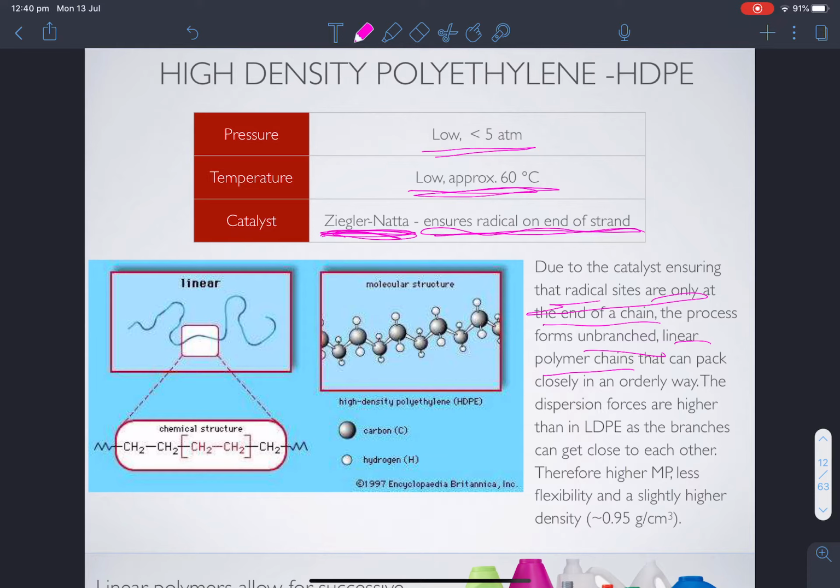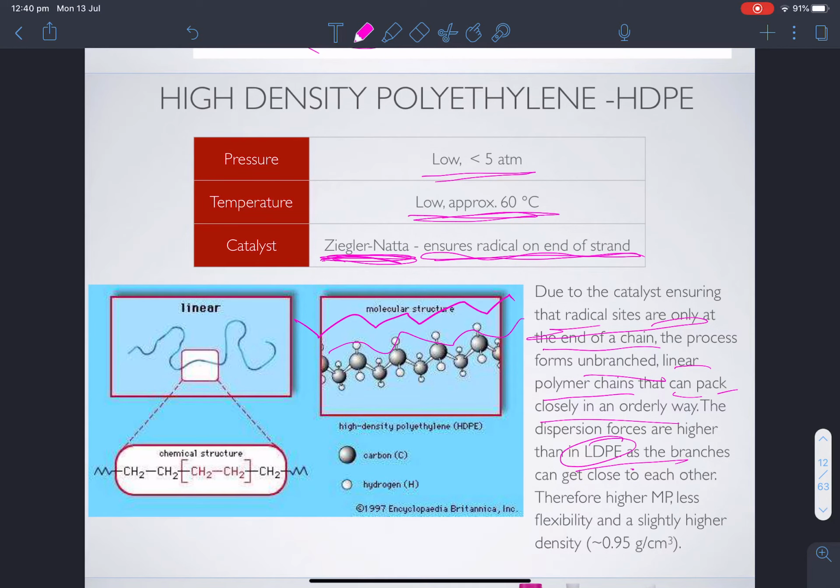And because they're unbranched and linear, they can pack together in a close way. Adjacent strands can move close to each other. The dispersion forces, because they can move closer to each other, are higher, because they're reliant on distance. The closer they are, the higher the dispersion forces. I'm comparing that to low density, where the branches can't get as close. I'm getting distracted; we'll contrast that later to low density. But anyway, those linear strands ensure that they can get close to each other. So therefore, high density.